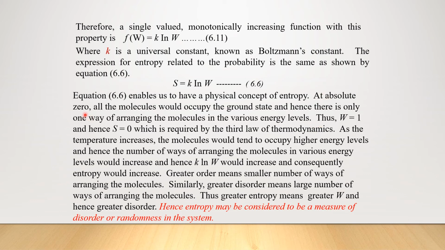That means at absolute zero, all the molecules would occupy the ground energy state, and hence there is only one way of arranging the molecules in the various energy levels. So thermodynamic probability is equal to 1 at absolute zero, and hence the entropy S will also be zero, which is required by the third law of thermodynamics. But as the temperature increases, the molecules would tend to occupy the higher energy levels, and hence the number of ways of arranging the molecules in various energy levels would increase, and hence k log of W would also increase, and consequently the entropy value would also increase at higher temperature.